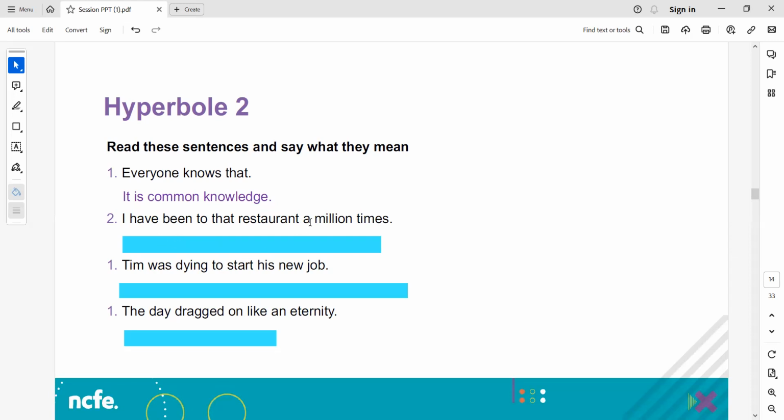I have been to that restaurant 1,000,000 times. So again, that's often one that is used as hyperbole, saying that something's been done 1,000,000 times. What could we use instead of 1,000,000, or what is this person trying to say? That he has been there many times. Good. So it's just many, isn't it? But they've used 1,000,000 to express that.